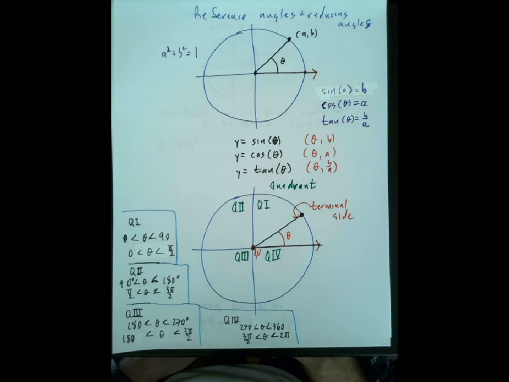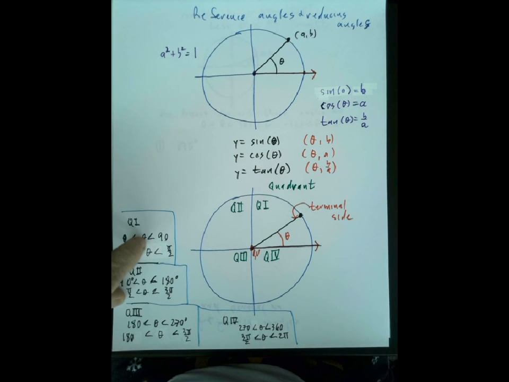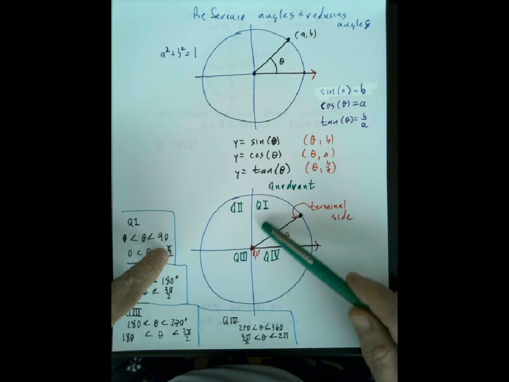Now, Q1 contains all the angles from 0 to 90, or if you're in radians, 0 to pi over 2. Those are the angles over there.